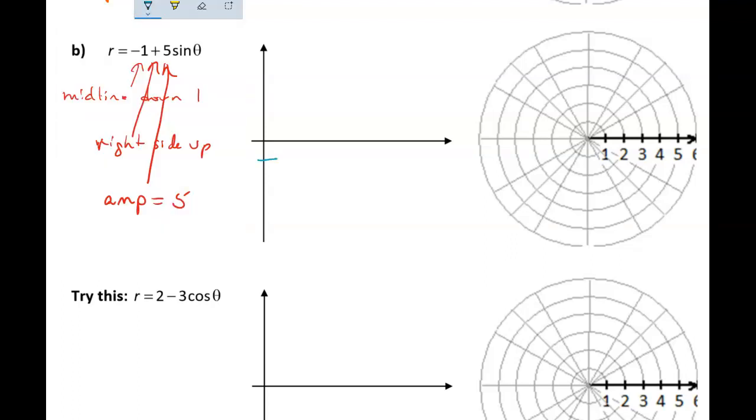Our midline is down 1, and the amplitude is 5, so that means the graph will go 5 units above -1 and 5 units below -1. This is a right side up sine function, so it's going to start in the middle, go to its maximum, back down to the middle, to a minimum, and then back to the middle.